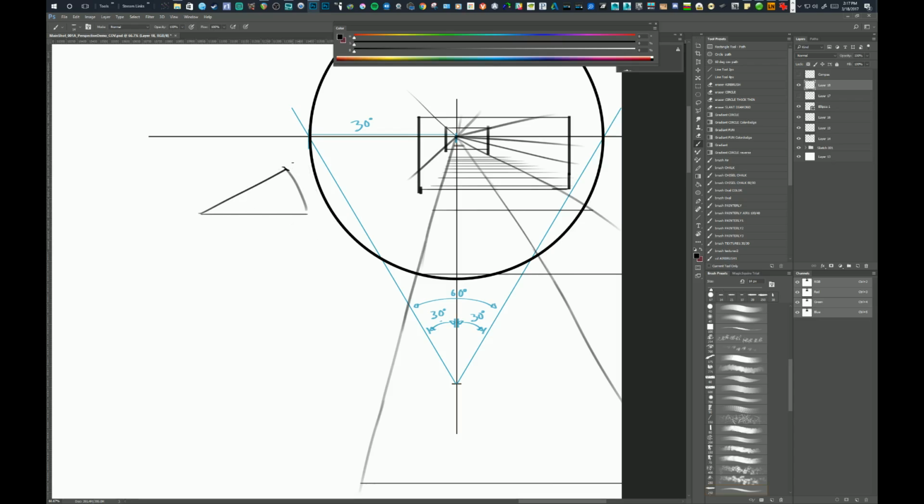So that looks much deeper going back into space. If I say that's going to a vanishing point back here, that looks much longer than this looks right here.